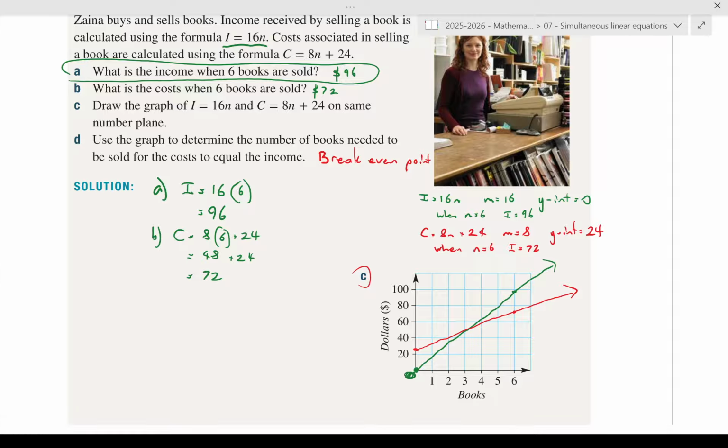Once again, we're solving them simultaneously, which means we're looking for the point of intersection. On this particular one, the point of intersection is about there, which is 3 books. So for question D, how many books need to be sold for cost to equal income? That would be 3 books. So that is what our break-even point means. Cool.